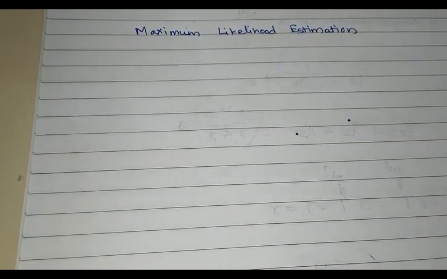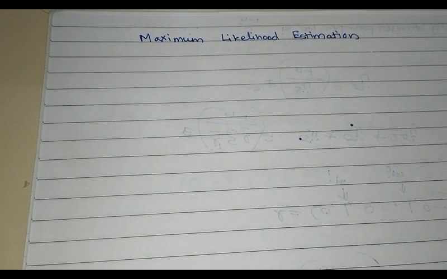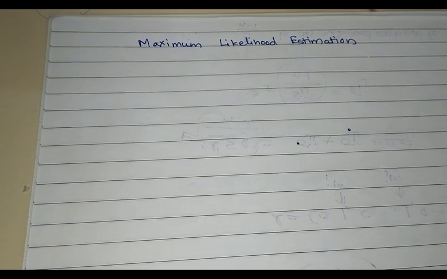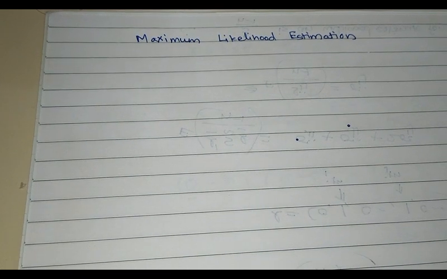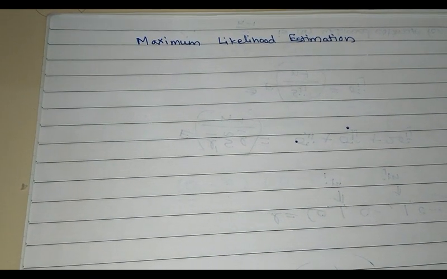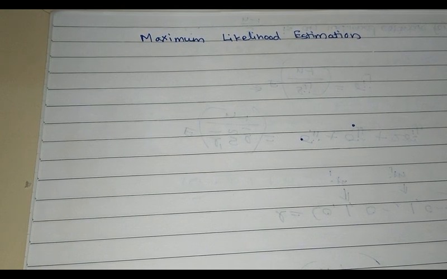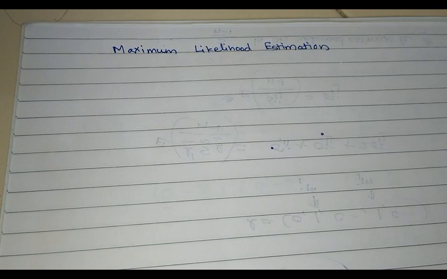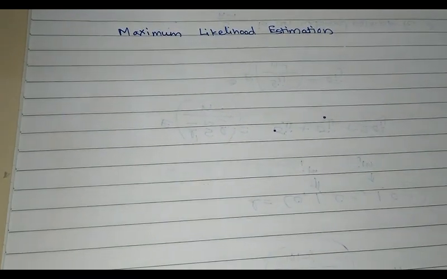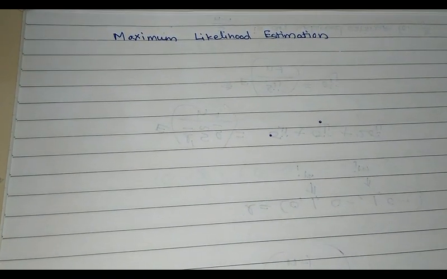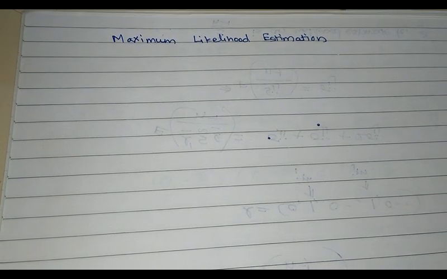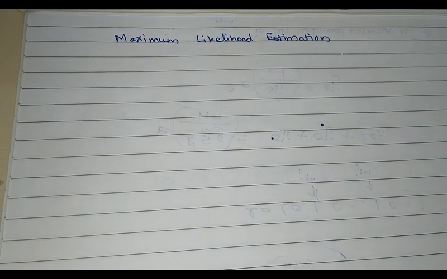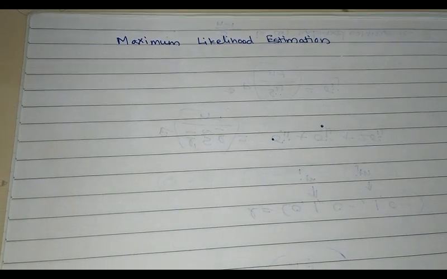First of all, I hope everyone remembers what a likelihood is. Likelihood is actually related to probability. In maximum likelihood estimation, we try to find those values of parameters which are most likely to have generated the current sample. The current sample is given to us, so we try to find which values of mu and sigma are most likely to have generated it.